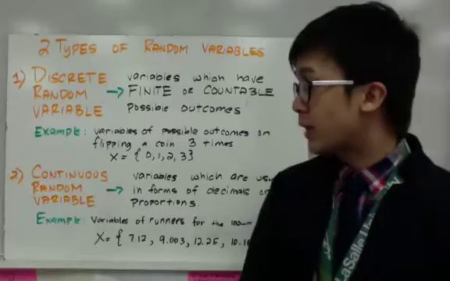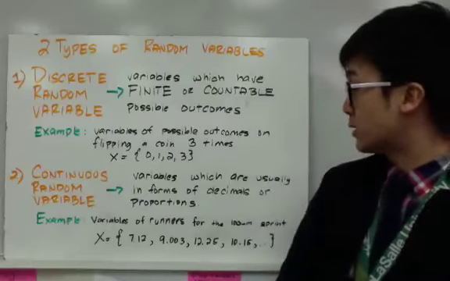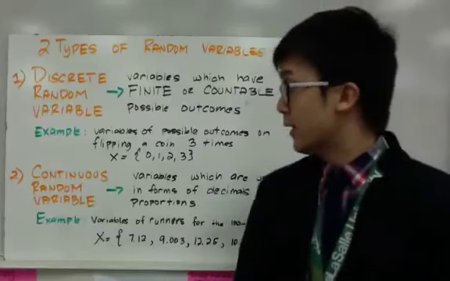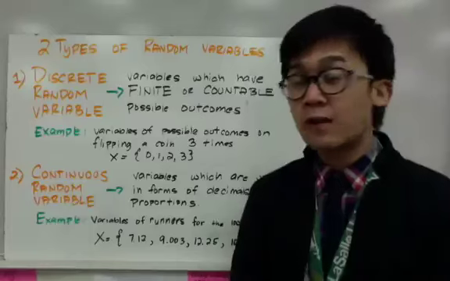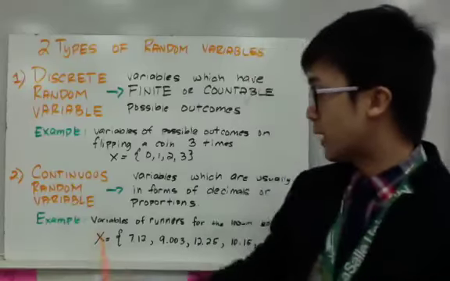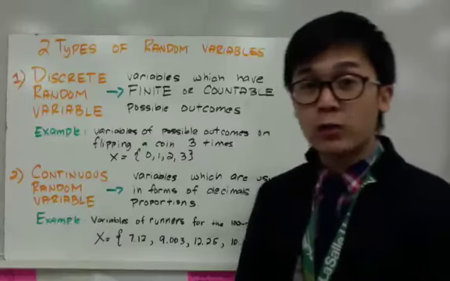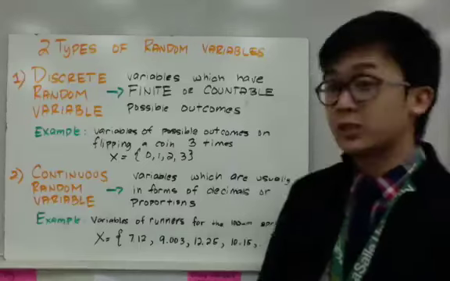Now, a continuous random variable by definition is a variable which is usually in the form of decimals or proportions. So this time, the random variables that we're using are no longer finite because they involve decimals. Let's say in this example, we have to list down the variables of runners for the 100-meter sprint.